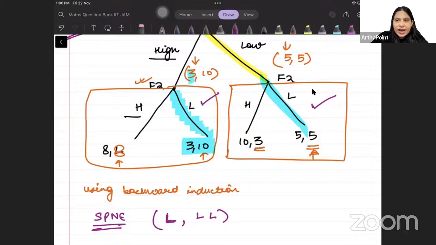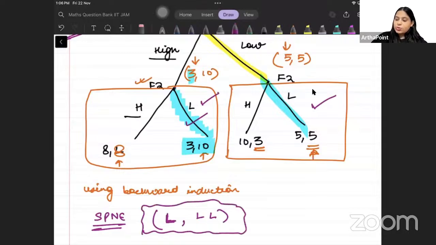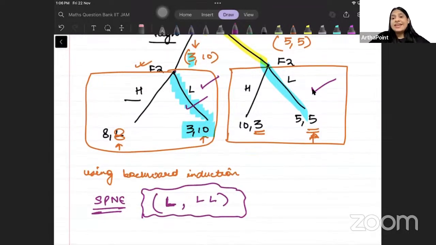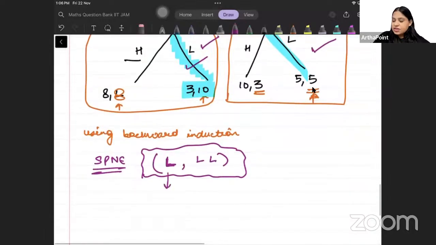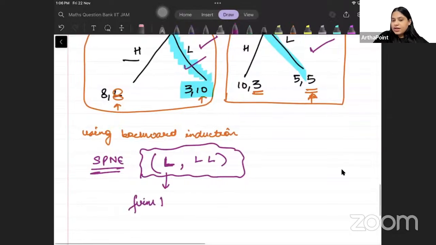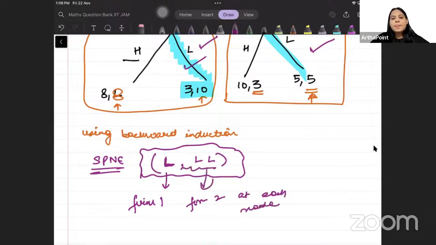Had firm 1 chosen high also, firm 2 would have chosen low. So whenever you mention the strategies in a subgame perfect Nash equilibrium, you mention what happens at each node, right? So the subgame perfect Nash equilibrium in this case will be low, comma, low, low. This first low represents the strategy of firm 1 and the others are firm 2 at each node. This is how you can solve this kind of question.